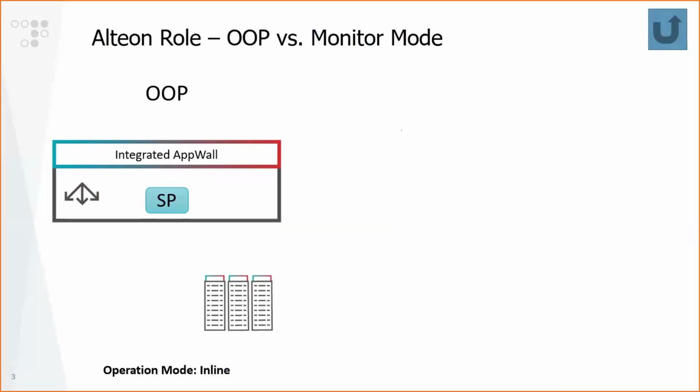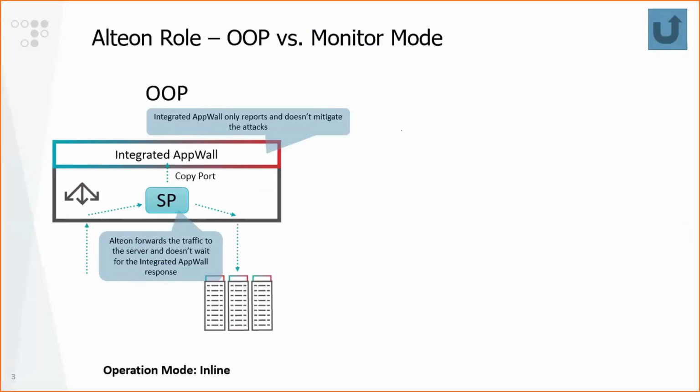So let's talk about this deployment. We have Alteon, which is inline. The Alteon gets the traffic to this SP. The SP forwards it to servers and also duplicates the traffic and sends it via a kind of copy port to the integrated Apple. The Apple is sniffing the traffic, detects if there is an attack, and of course sends security events. In this mode, Apple cannot mitigate attacks, only detect.